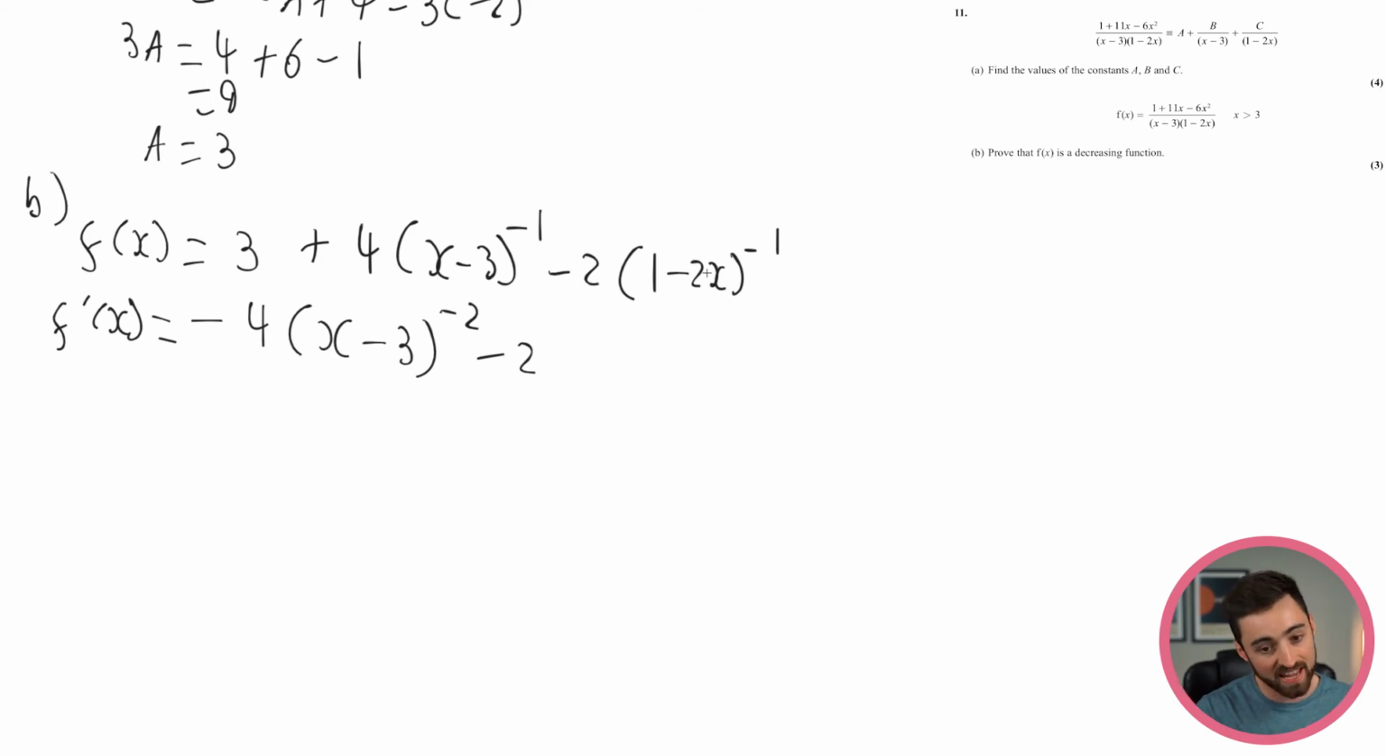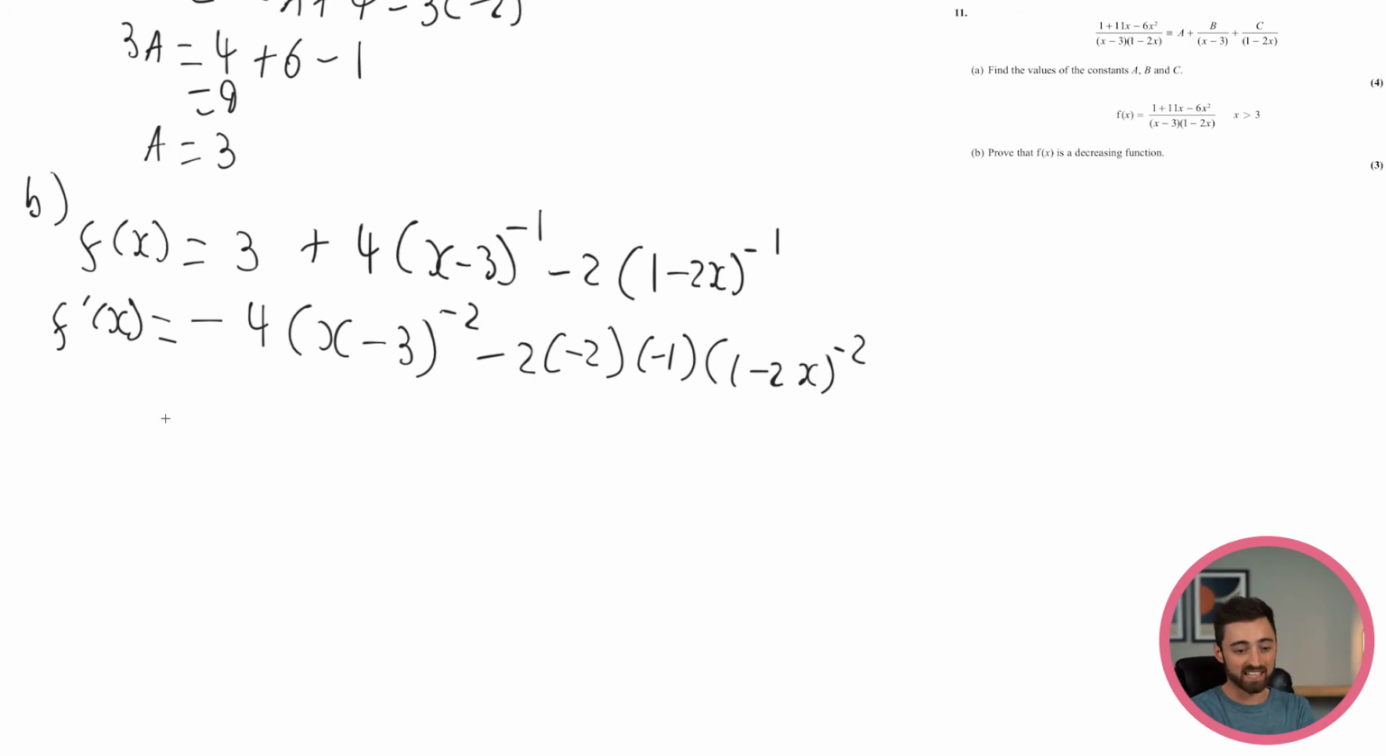So I need to differentiate the inner function. I differentiate that and I get minus 2. I now need to bring the power down so I get minus 1. And then, there's a lot of bits here, I need to take 1 from the power. Bit grim. Let's see what we can do with this.